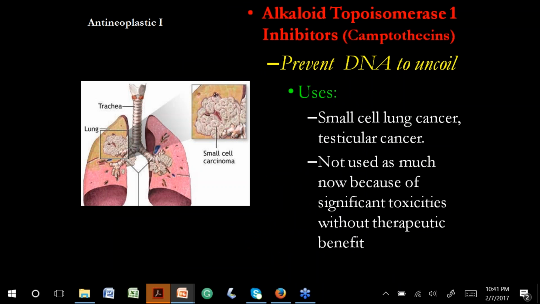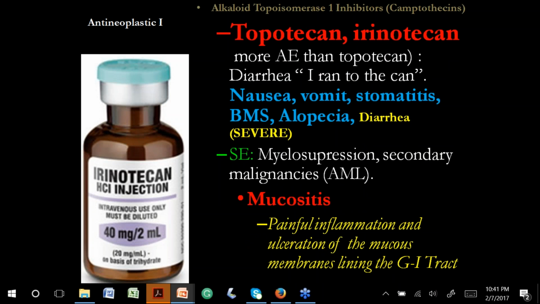All right, so let's talk about the topoisomerase inhibitors, and here we have topotecan and irinotecan. This is very high yield, irinotecan, when they talk about antineoplastics. Irinotecan, I run to the can, right? So remember, irinotecan, I run to the can, and that means that I have diarrhea.